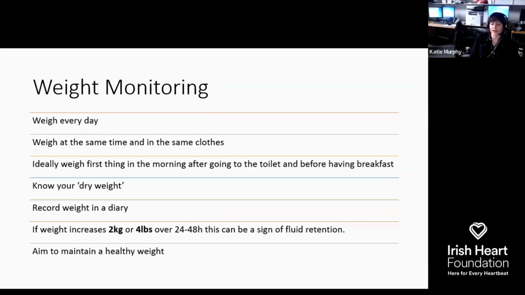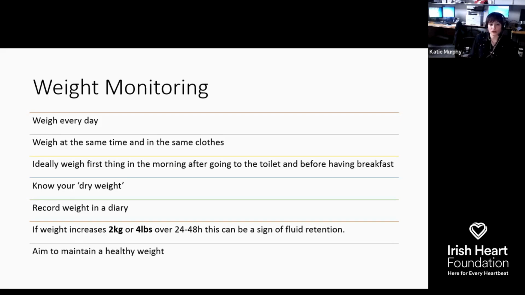So in terms of weight monitoring, one of the main things is just about routine. So if you weigh yourself every day at the same time, in the same clothes, maybe just after you've gotten out of bed, you've gone to the bathroom, you haven't eaten anything. It should just be part of your routine, like going to the bathroom, brushing your teeth.